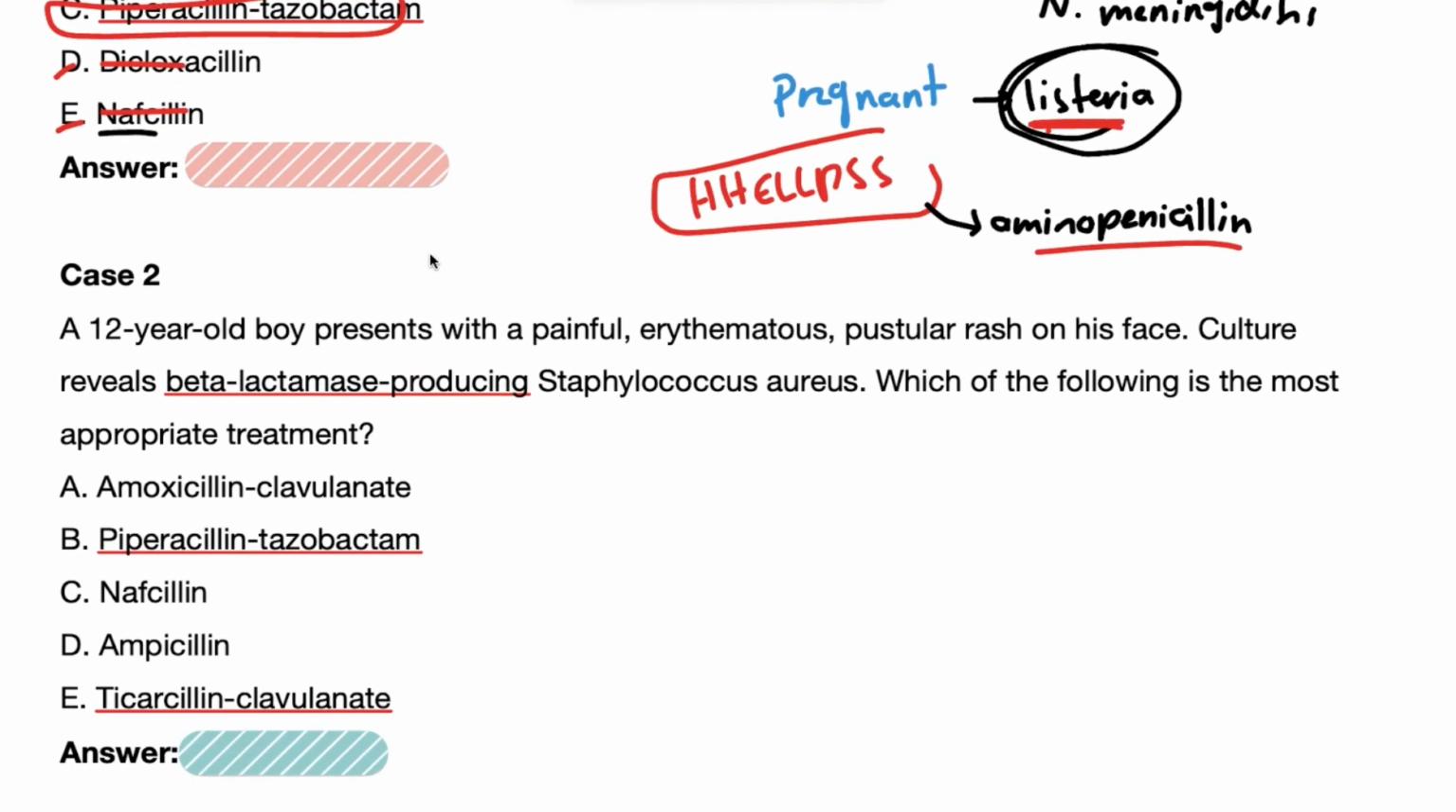Question number 2. A 12-year-old boy presents with painful erythematous pustular rash on his face. Culture reveals β-lactamase producing Staph aureus. Which of the following is the most appropriate treatment?